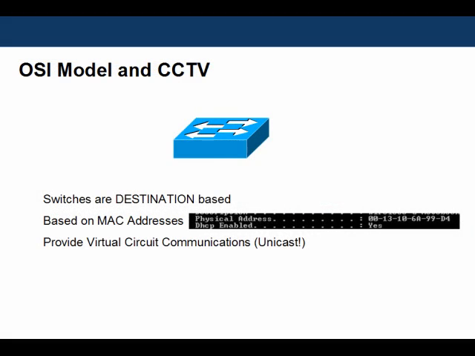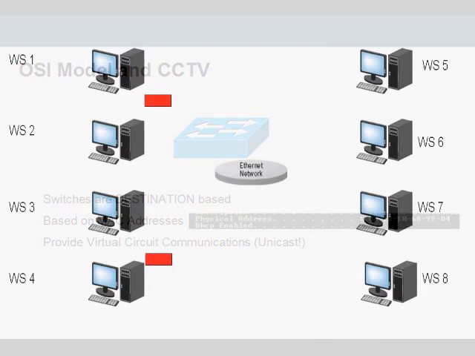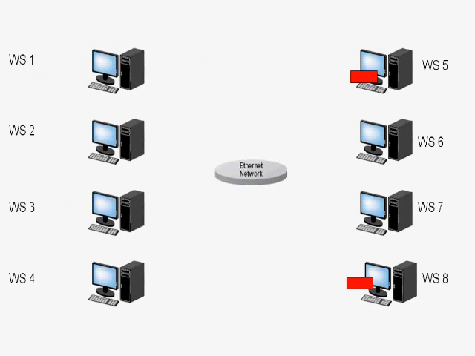Layer 2 switches provide us communication based on MAC addresses. They build what is called a CAM table, a configurable addressable memory table. And with this information, they can build what is called a virtual circuit. An example of a virtual circuit is shown here. Workstation 1 can communicate to Workstation 8, while Workstation 4 communicates to Workstation 5. There's no interference between the 2 transmissions.